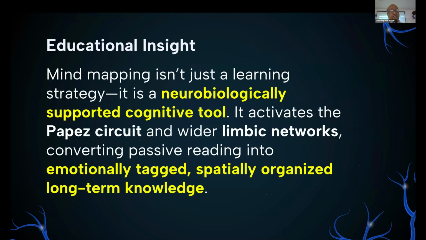So a very important point is, it is not simply a strategy. It is a neurobiologically supported cognitive tool. So with the mind map, emotion is tagged and spatial organization takes place. That's what I keep telling. Imagine. That is more important for your spotters. When we talk about the brachial artery, you think about the front of the arm where your brachial artery is. Like that you have to imagine. That is more important for your spotters recollection.